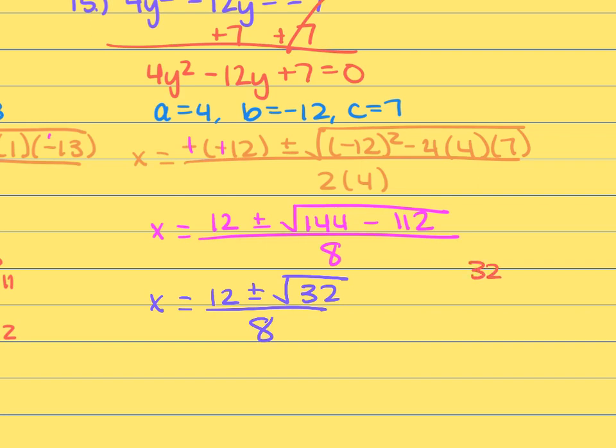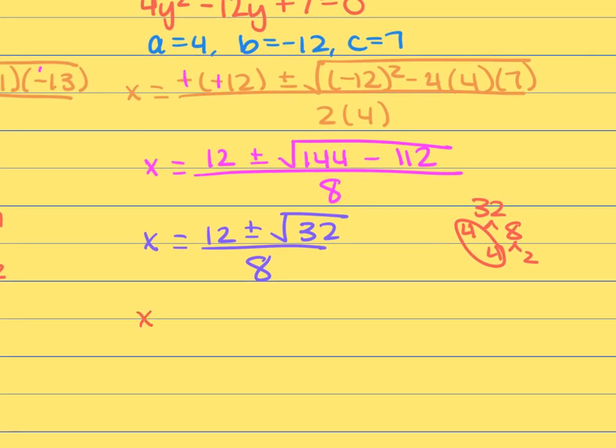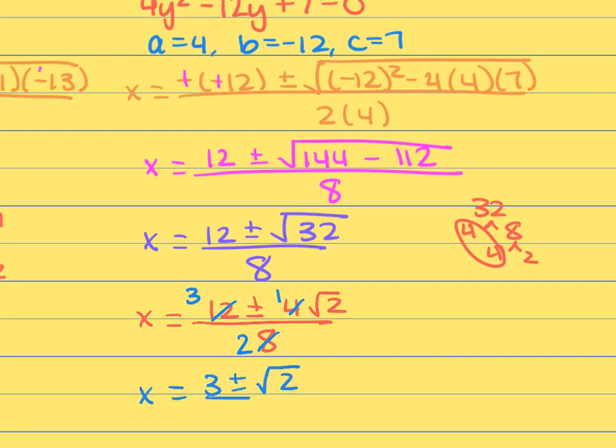The 32 is 4 and 8. The 8 is 4 and 2, so that's 4 square root 2. So x is equal to 12 plus or minus 4 square root 2 all over 8. We're going to divide the 12, the 4, and the 8 all by 4. The 12 is going to become a 3, 4 becomes a 1, 8 becomes a 2. So x is equal to 3 plus or minus the square root of 2 all over 2.